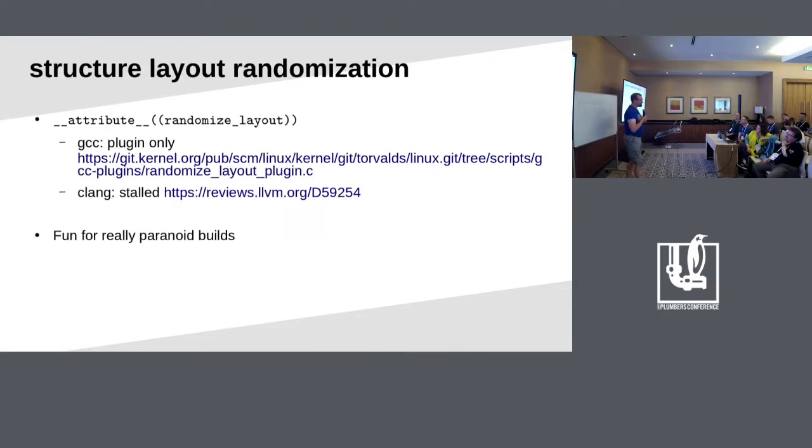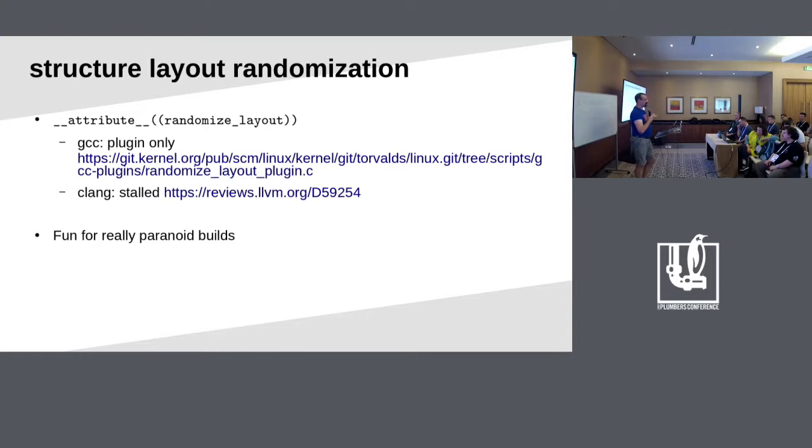A delightfully insane feature is the structure layout randomization. It's for really paranoid builds. There's a GCC plugin that does this, and Clang has a stalled version of this that was done as sort of a port of the GCC plugin. Ultimately, it's just an attribute on structure definitions, and you get a randomized layout based on a seed in your build tree. So if you build multiple times, you can have a static seed. But if you blow that away, you'll get a different layout of the structures that you've marked.